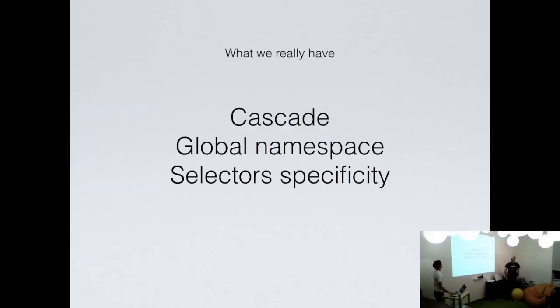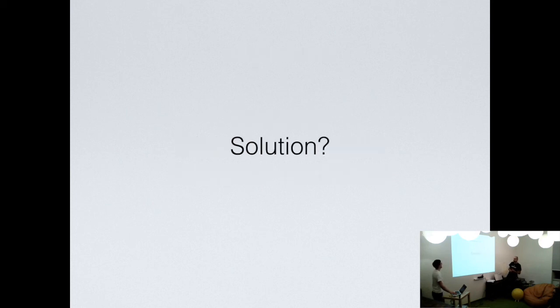But what do we really have in CSS? We have the cascade, we have global namespace, and we have selector specificity. So can we do something about it? I think we can, and there is a solution.